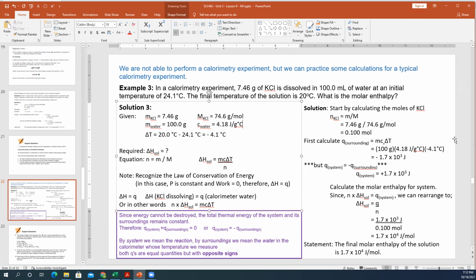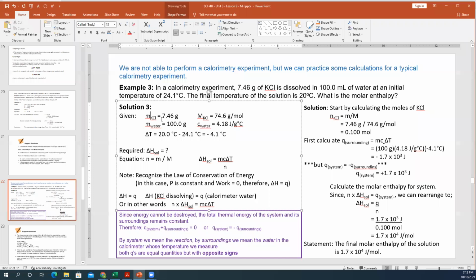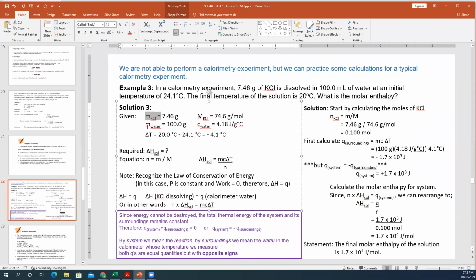So let's look at what is our given. What do we know? Well, we know the mass of our potassium chloride. We know the mass of our water, because we know the volume of our water, and we know that the density of water is 1 gram per milliliter. So 100 milliliters of water must be 100 grams. And we know the heat capacity of water.